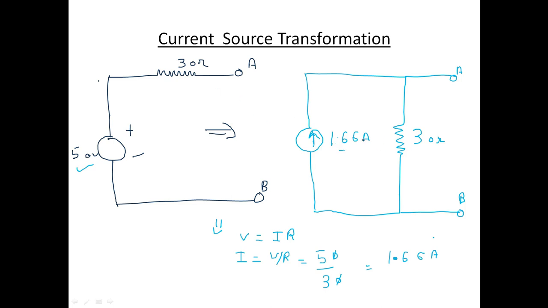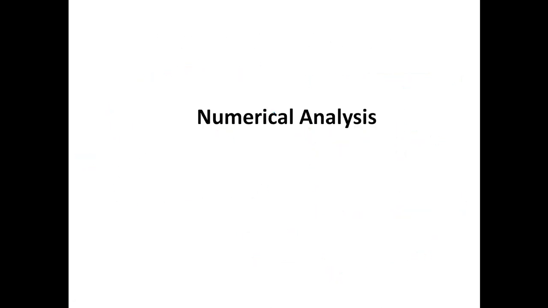resistance. So in current source transformation, what we are doing is converting a voltage source into a current source in parallel with the resistance. So this is known as current source transformation. Now we will come again to a numerical problem and see how we can discuss it. Let us start our numerical approach to the problem.